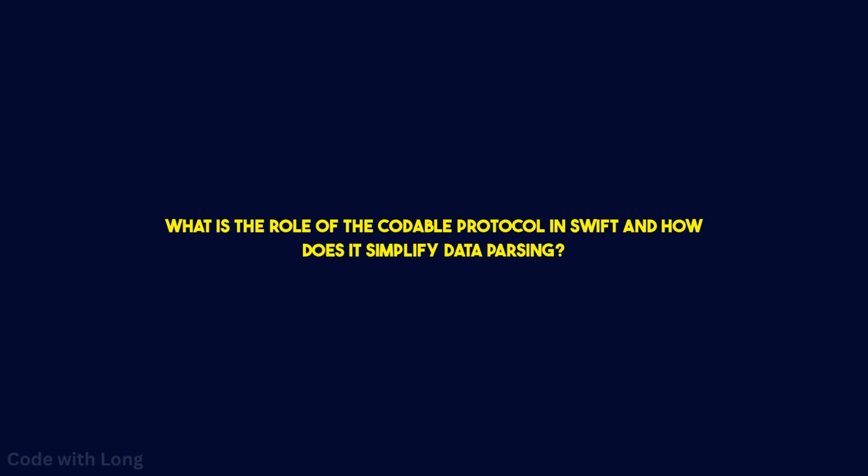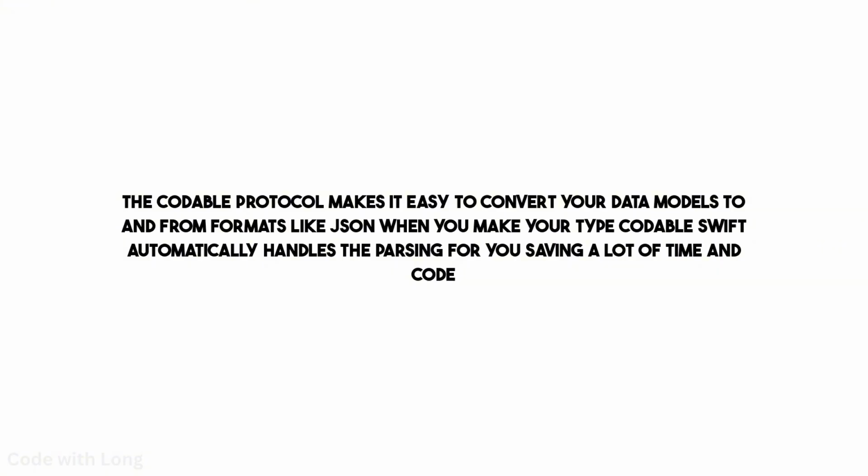What is the role of the Codable protocol in Swift and how does it simplify data parsing? The Codable protocol makes it easy to convert your data models to and from formats like JSON. When you make your type codable, Swift automatically handles the parsing for you, saving a lot of time in code.